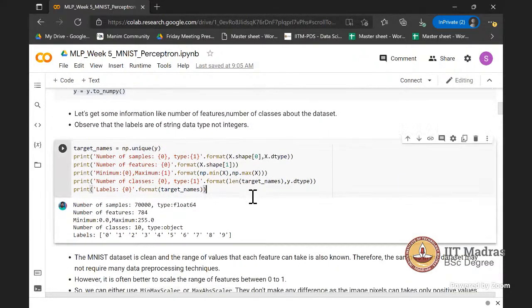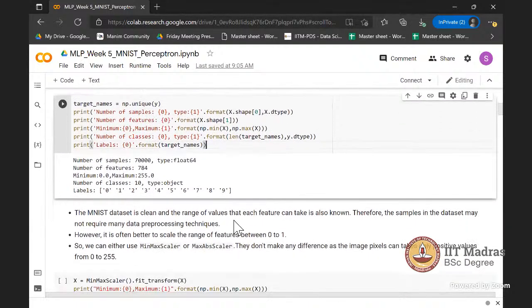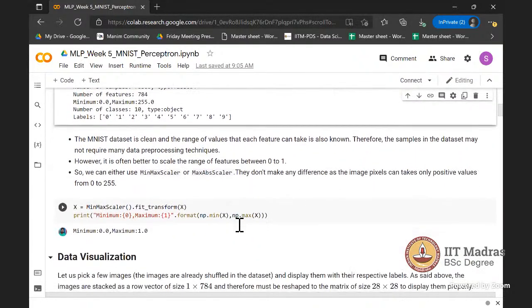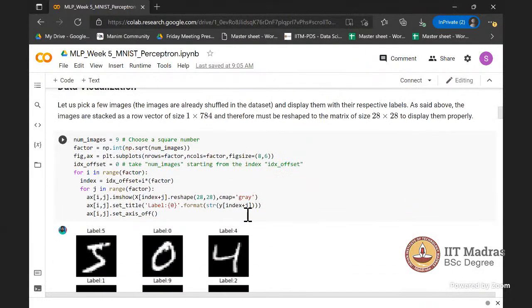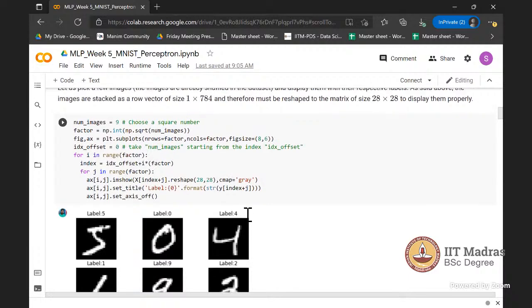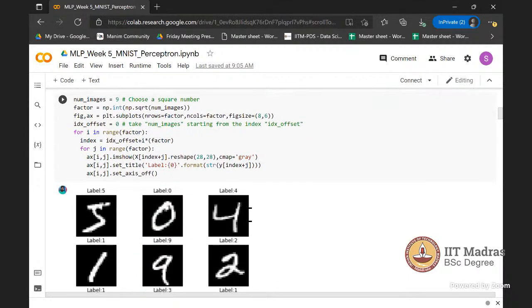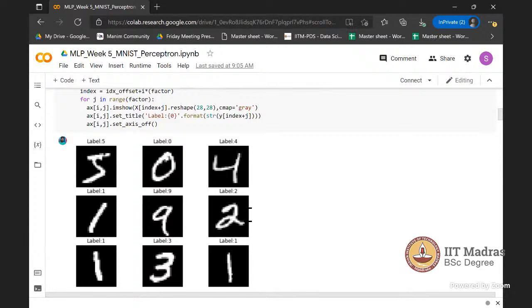Now here we are exploring the data sets. How many samples are there? How many features are there? What is the minimum and maximum value of the feature matrix, and the number of classes? This data set is already very clean. I mean, it has no missing values and things like that. So all that is required is scaling of the features. This code snippet just takes 9 samples from the data set and shows them on a screen.